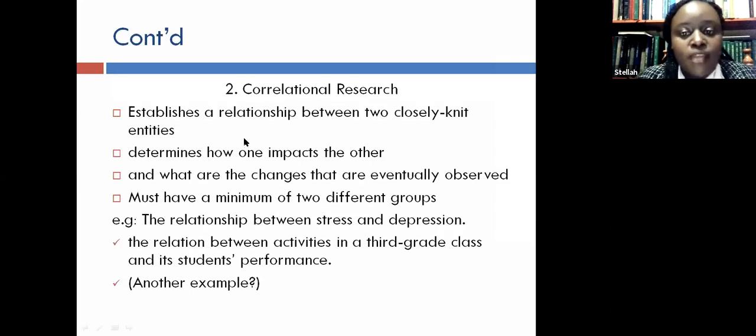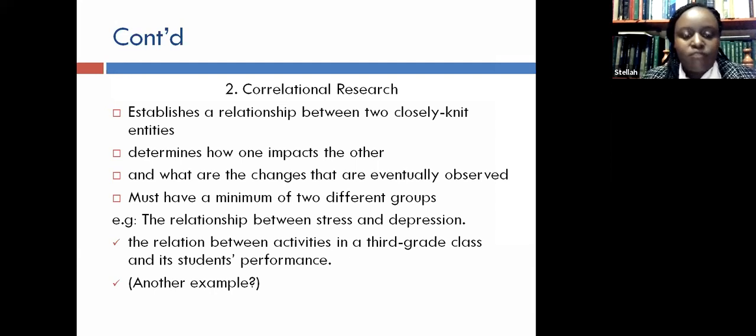Secondly, you can use correlational research, which I think one of us, Nancy, if I can remember well, said that she's looking at correlational quantitative research. So this is where you're trying to establish a relationship between two entities or two variables, whereby you determine how one impacts the other. So I have an example of quantitative correlational research, whereby I'm looking at the relationship between stress and depression. In this case, I have two variables, stress and depression. For me to find out what happens between the two, I can carry out a quantitative research that is correlational in nature.